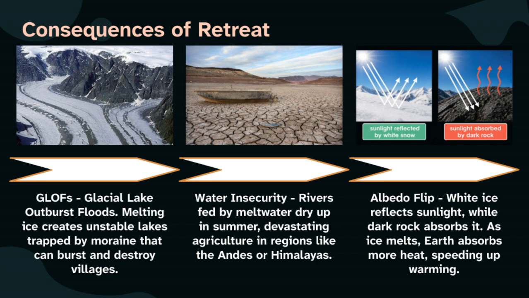What is the difference between a direct impact and a feedback effect? Model answer. A direct impact is an immediate result, such as flooding from a GLOF. A feedback effect is when one change causes further changes that strengthen the original process, such as melting ice reducing albedo and causing more warming.